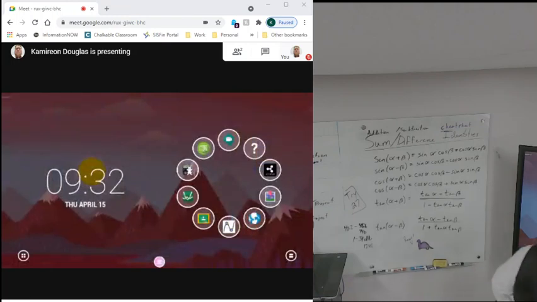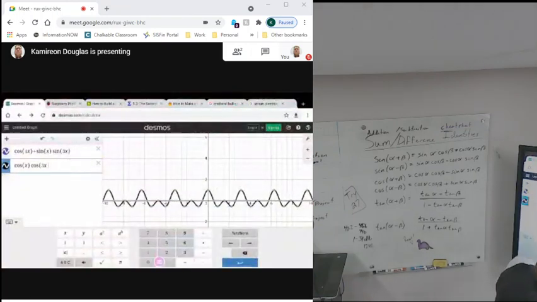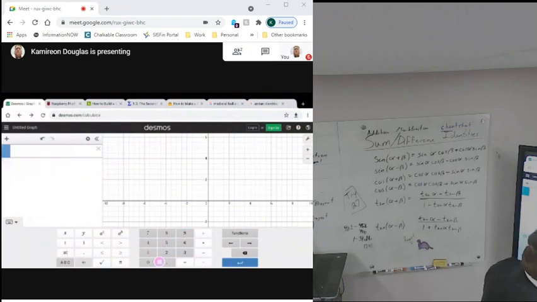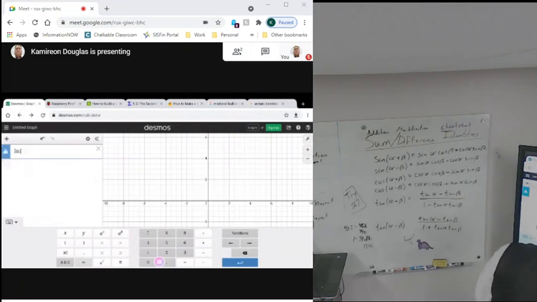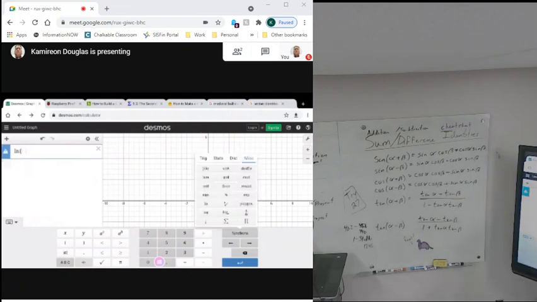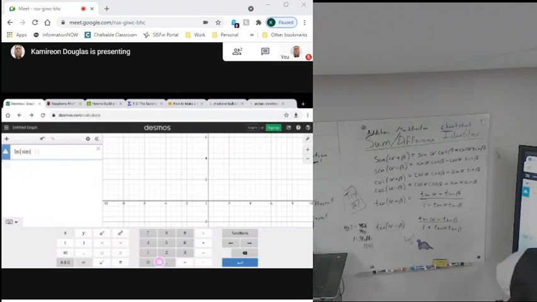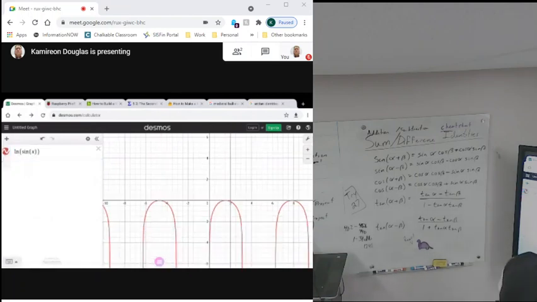Desmos, tell me, oh great, wise and powerful Desmos, what does this function look like? Well, I use natural log of the sine function. Oh, great and powerful Desmos.